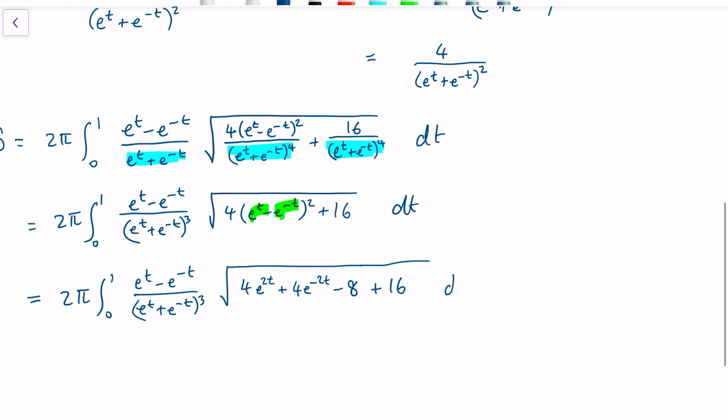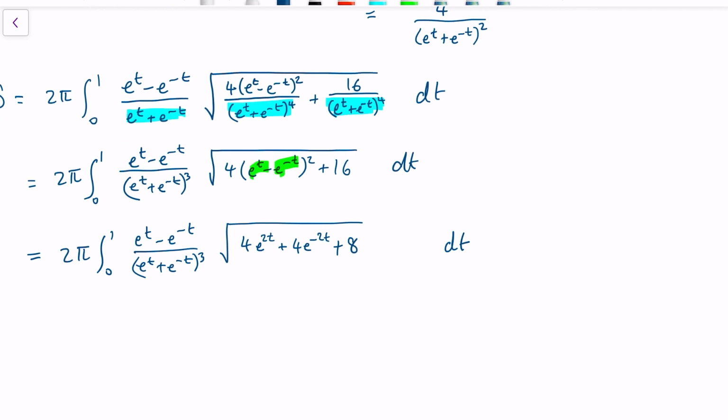And that's really useful because the minus 8 and the plus 16 go together to make plus 8, which is very similar to what we had underneath the square root when we expanded that first bracket. The only difference was it was a minus 8.